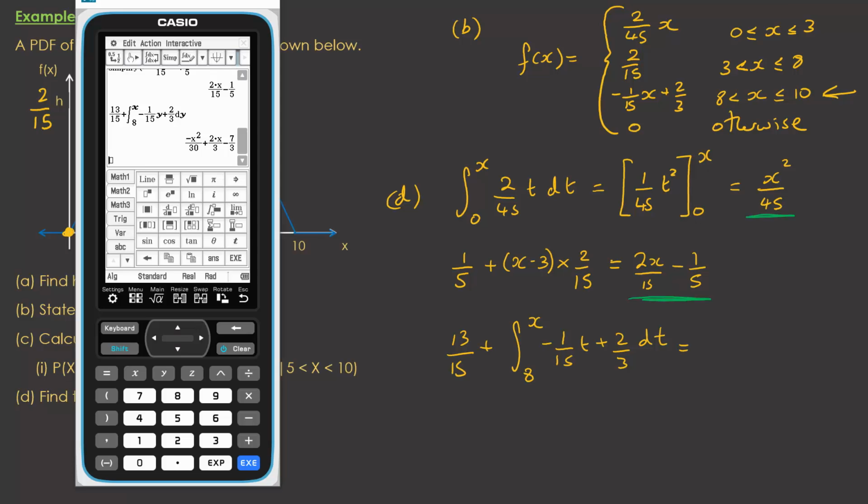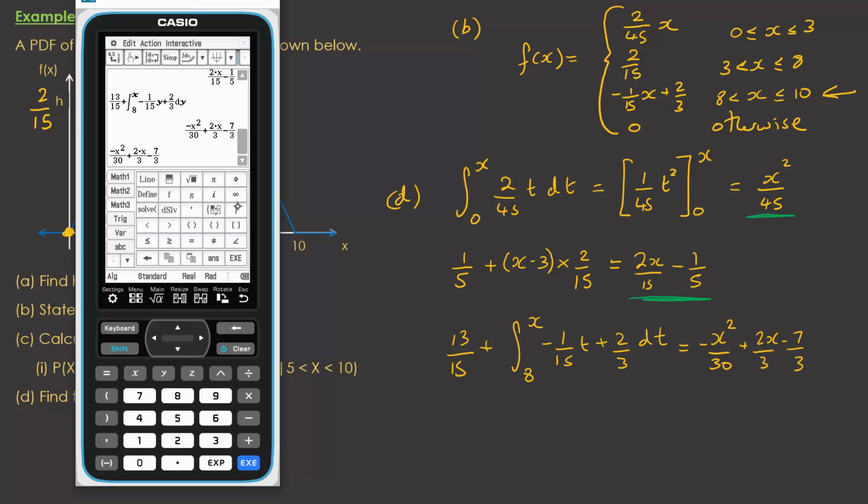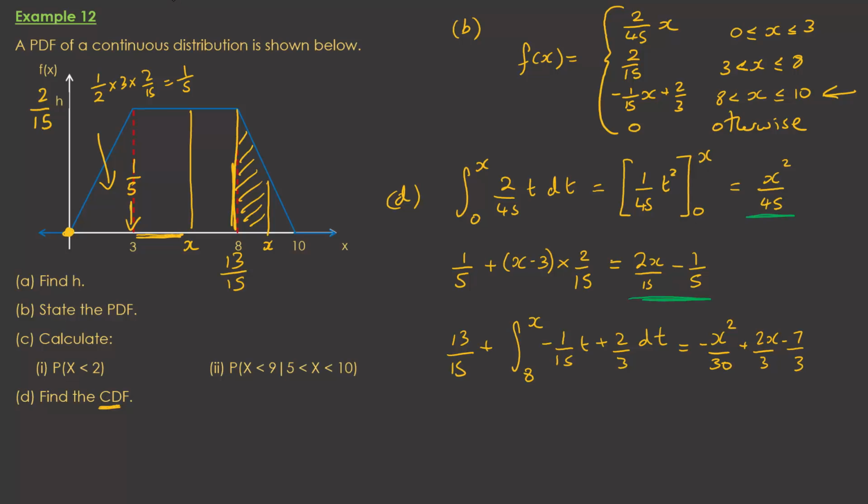And as we can see on the calculator over here, that gives me negative x squared over 30 plus 2x over 3, take away 7/3. And of course we can check that that works at 8. So if we're given x equals 8, it gives us the 13/15, and of course we can check that that gives us 1 at 10, as we would want it to do. So when x is 10, that is indeed 1, and so that works. That's the final part of our CDF.